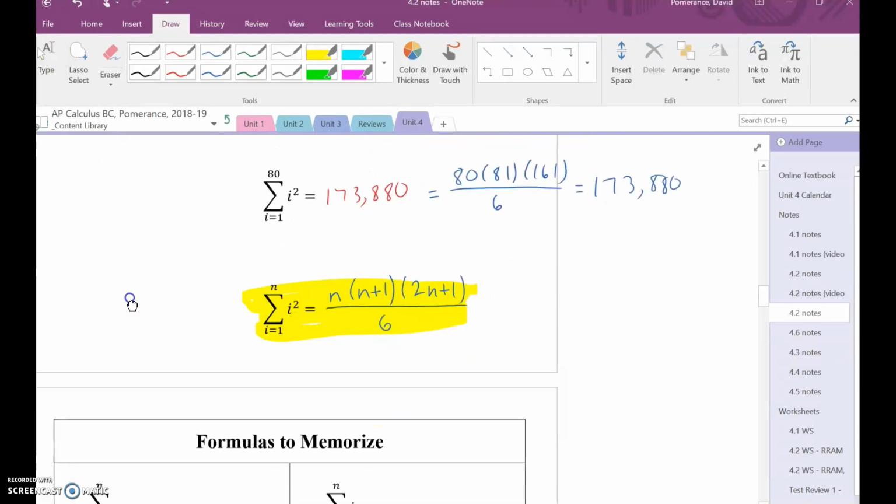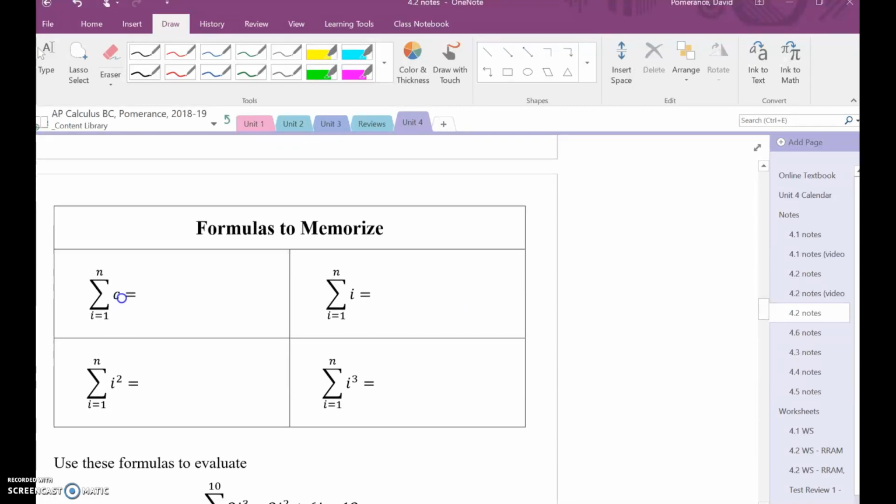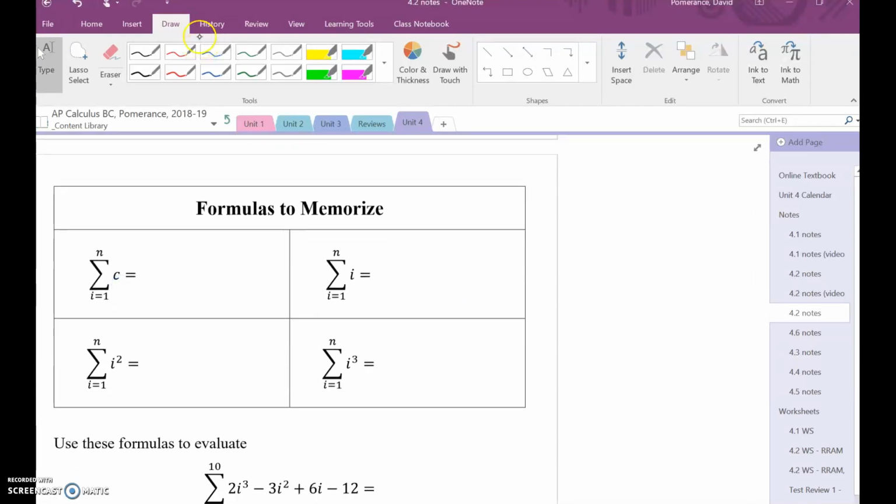Alright, so what do we do now? Well, we've got one more formula to memorize after this. That's the cubes. So let's recap. If we're adding up c, where c is a constant, we're just going to take c times, well, how many c's do we have? We have n of them, so we're going to have c times n. If we have 1 plus 2 plus 3 plus 4, all the way up to n, we have n times n plus 1 divided by 2. And with the i squareds, we just did that. We said n times n plus 1 times 2n plus 1, and we divided that by 6.